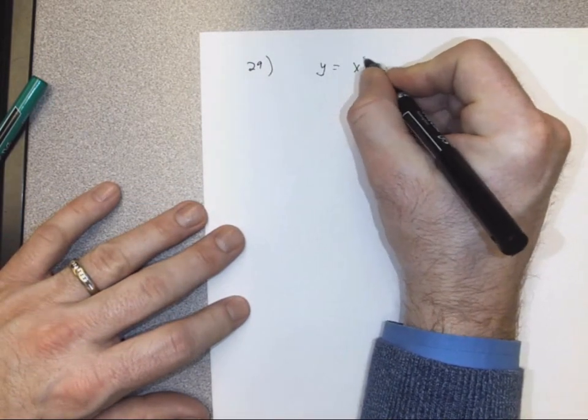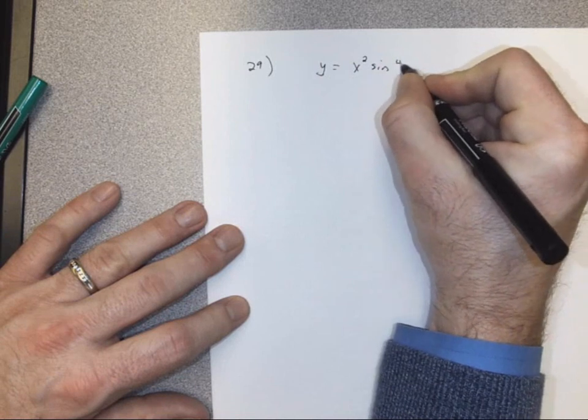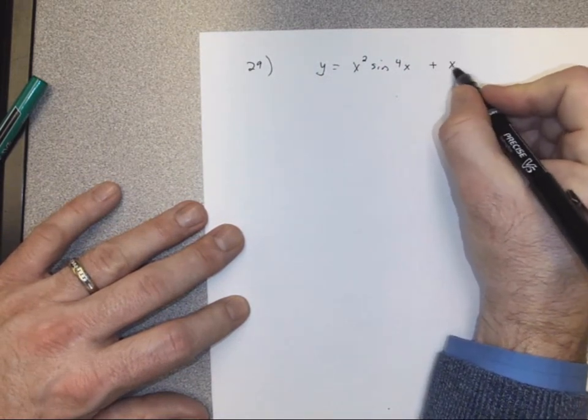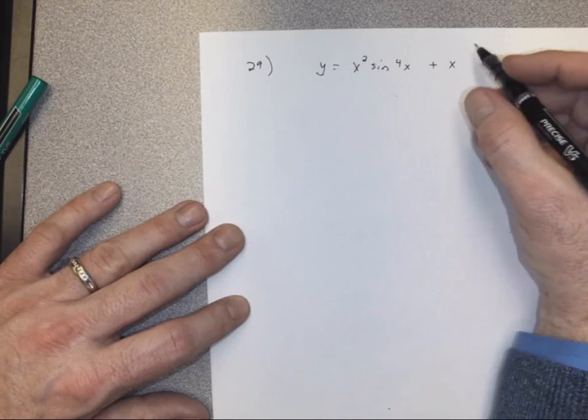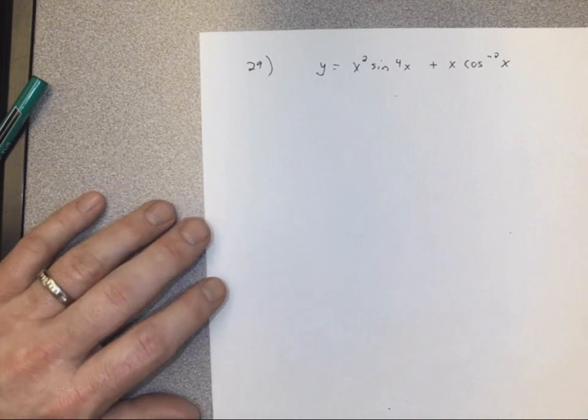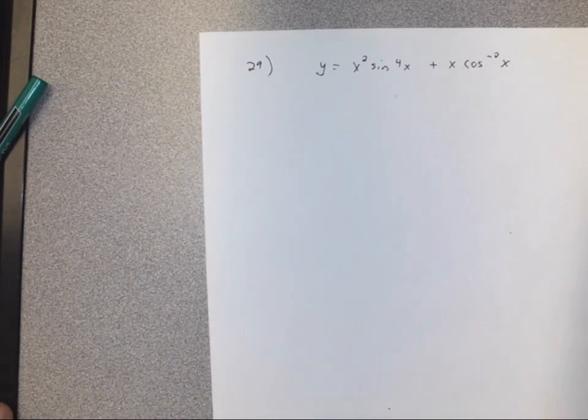Y is equal to x squared sine to the fourth of x plus x cosine to the negative 2 of x. That's interesting. I haven't seen that in a while. Okay, I can look at this. Let's talk about what these things mean first.